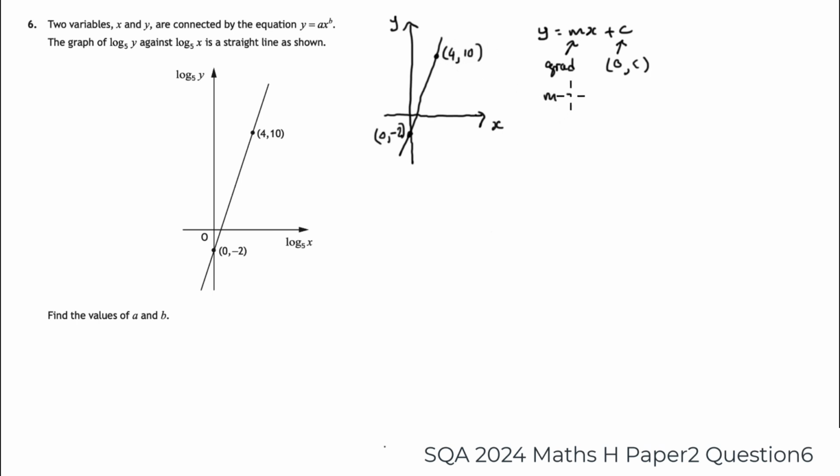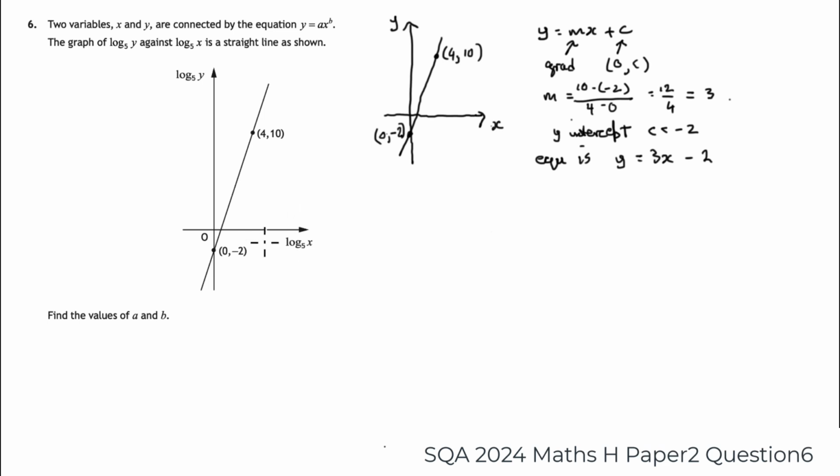So the gradient m will be the y difference, that's 10 minus negative 2, over the x difference, 4 minus 0. So that's 12 over 4, and that's a gradient of 3. And the y-intercept c equals -2. So we have the equation, in terms of x and y, y equals 3x minus 2.